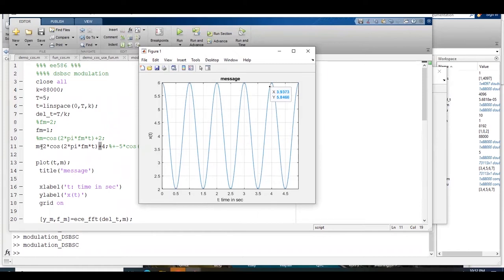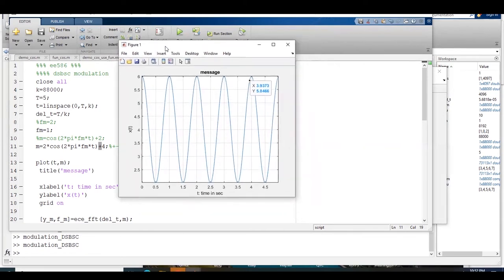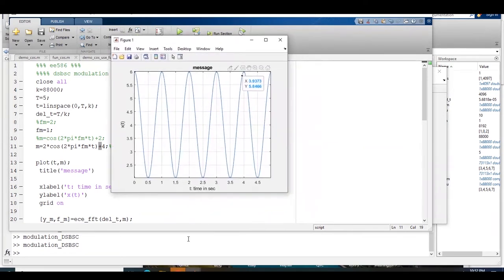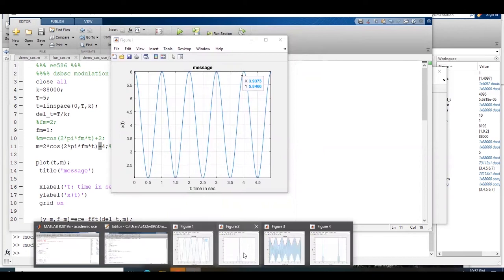The maximum for the signal will be 2 plus 4. The minimum for the signal will be 4 minus 2. That will be 2 here. So that's this message. So I modulate the signal on the carrier frequency here. Let's look at what it looks like.